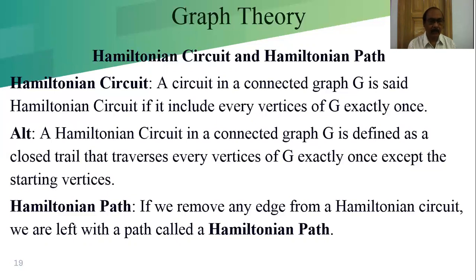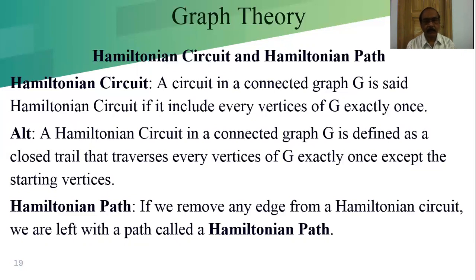Alternatively, we can say a Hamiltonian circuit in a connected graph G is defined as a closed trail that traverses every vertex of G exactly once, except the starting vertex, which is also the end vertex. It may appear two times, but we are not counting it as two times, since it is the same. Start and end vertex are the same, considering that other vertices appear only once.